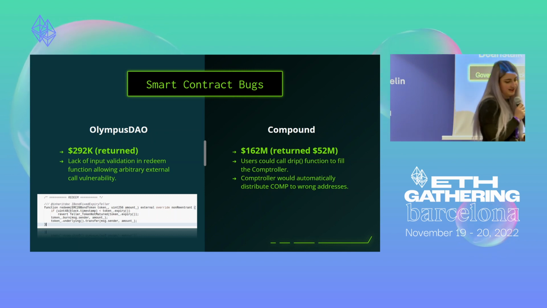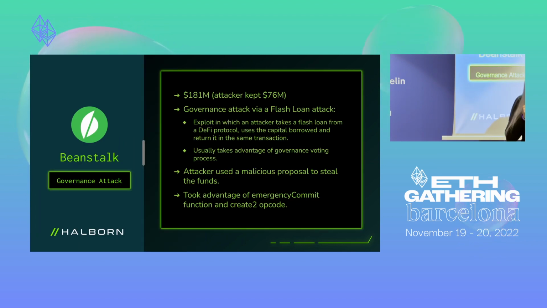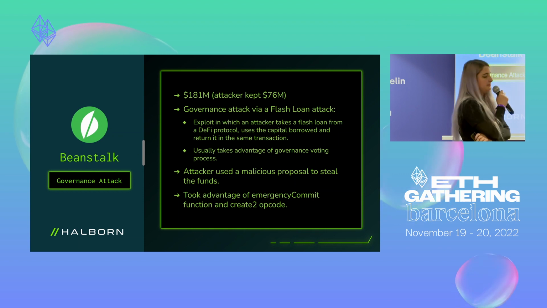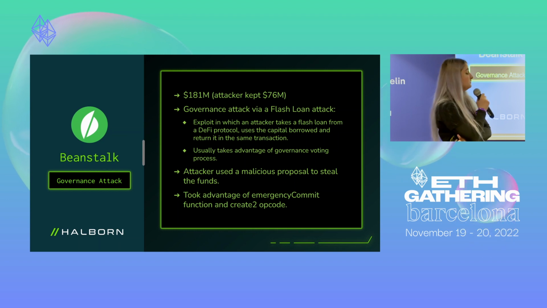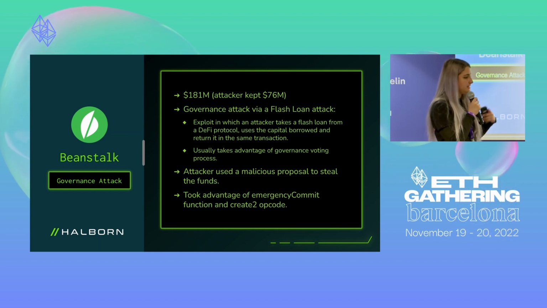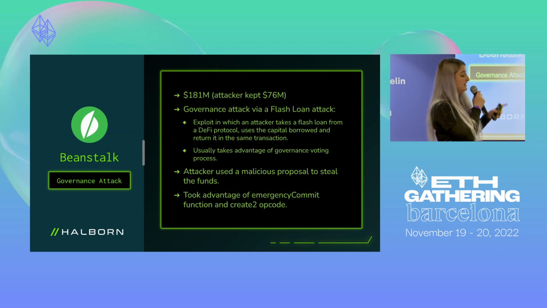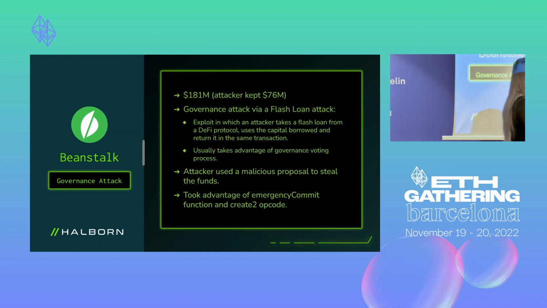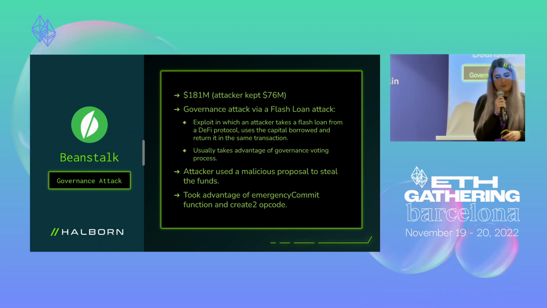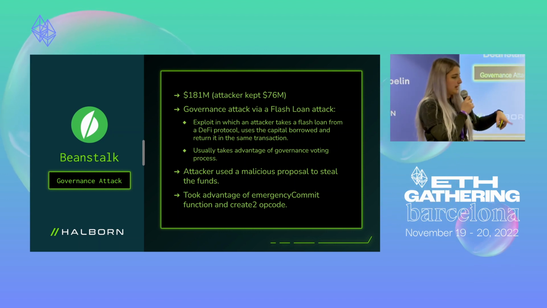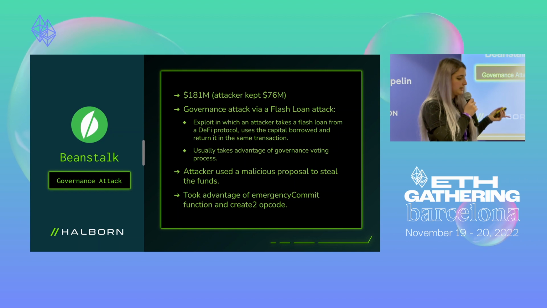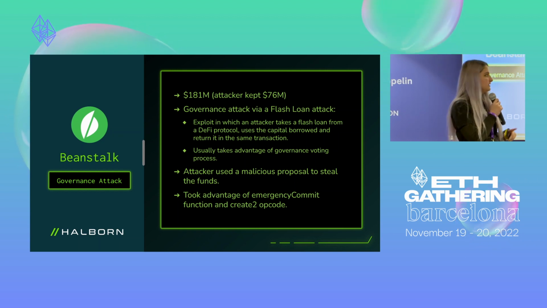Next one, we are going to talk about a governance attack, and I think this is the biggest one, the Beanstalk one. They had a loss of 181 million. After returning the fees and so on, the attacker kept 76 million, which is still a lot of money. And it was an attack via flash loan. What they do is take some tokens, do the attack, and return them. And usually take advantage of the governance voting process.